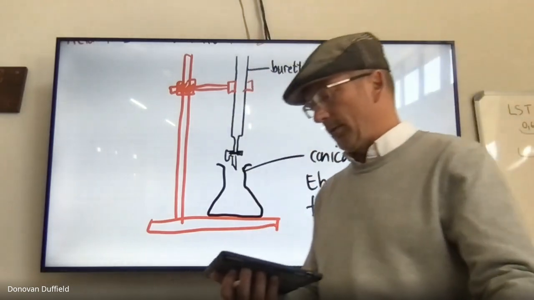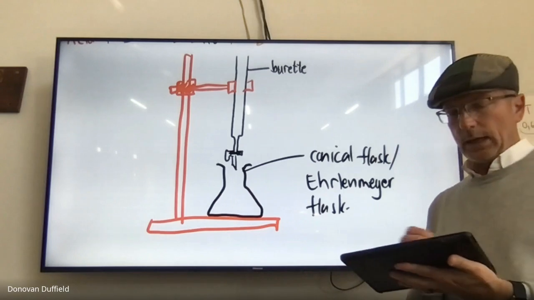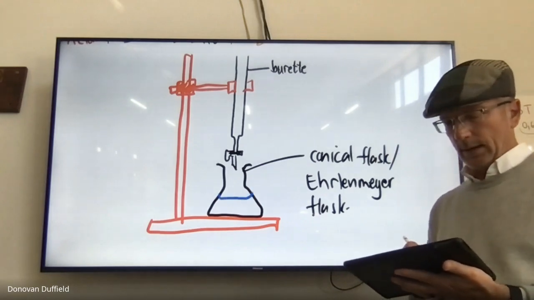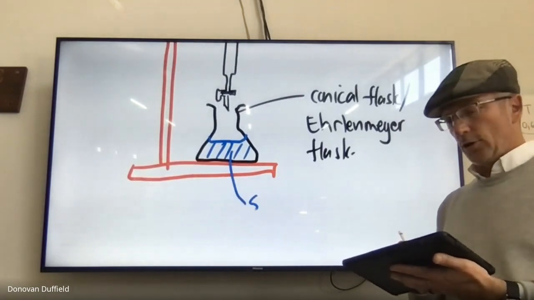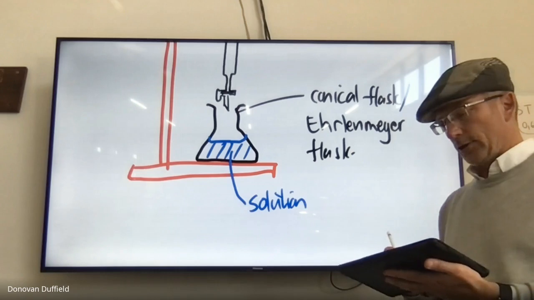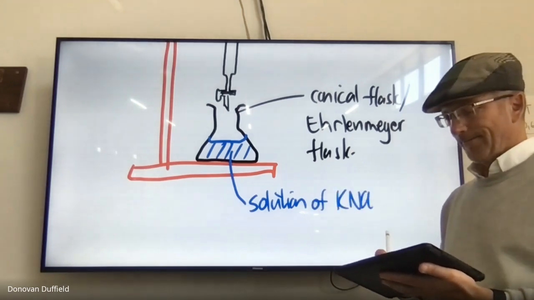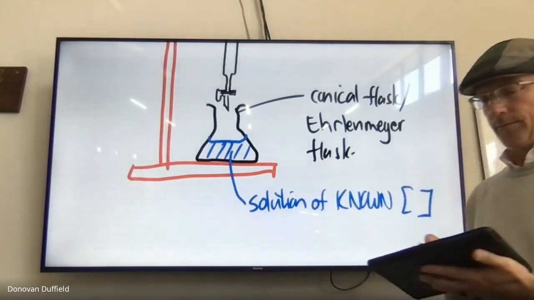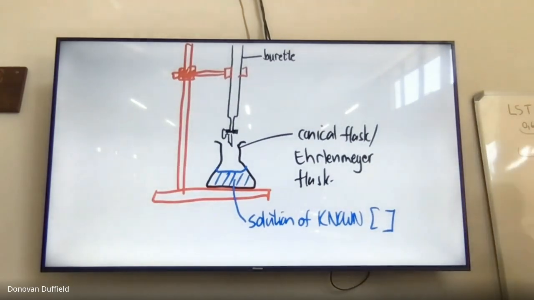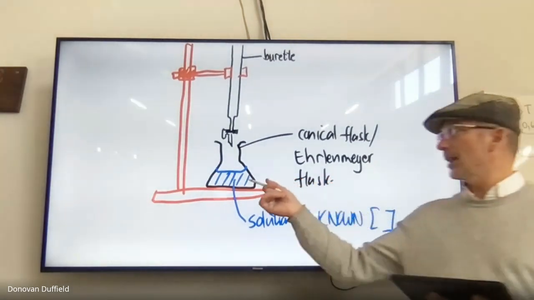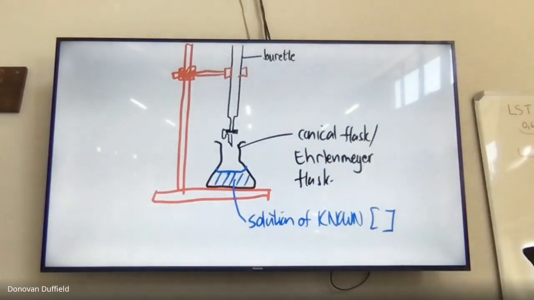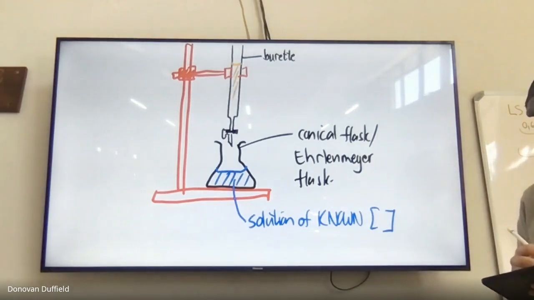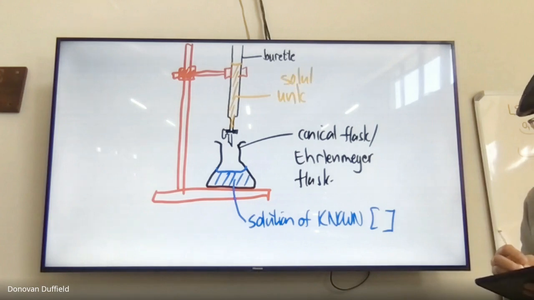All right, so what we do is we invariably put the solution of known concentration in there. It can be an acid or a base. So if you have an acid there, then you put a base in there. If you have a base here, then you have the acid up there. Okay? So in here, we put the solution of unknown concentration.